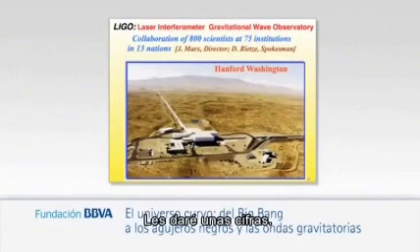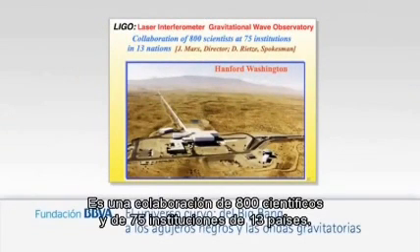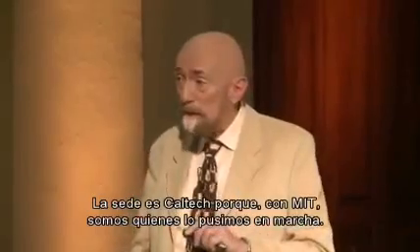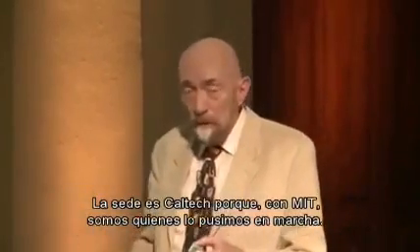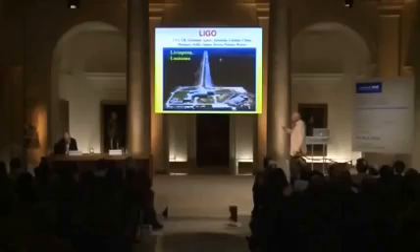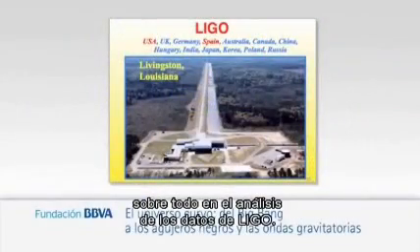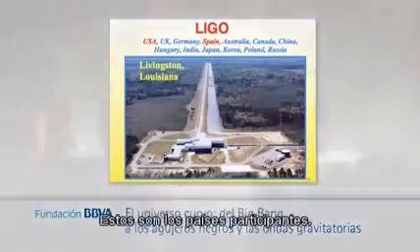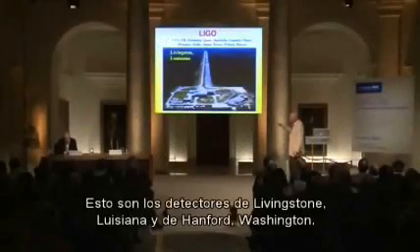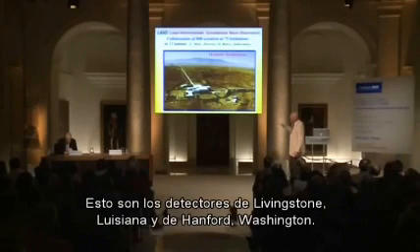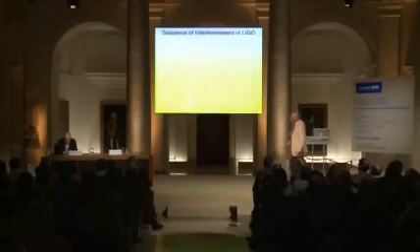Just to give you some numbers. This is a collaboration now of 800 scientists at 75 institutions in 13 nations. It's headquartered at Caltech because we were the ones, with MIT, that started it. Spain is a very significant contributor, particularly to the analysis of the data from LIGO. These are the nations that are involved. This is our detector in Livingston, Louisiana. That was the detector in Hanford, Washington.